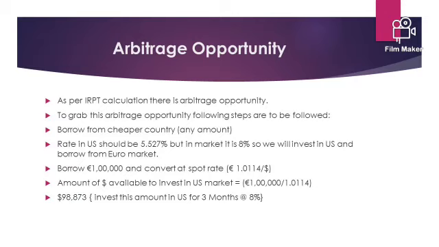So the following steps need to be done to grab the arbitrage opportunity. As per the IRPT calculation, there is an arbitrage opportunity, as we have seen, by comparing the actual rate and the theoretical rate. Now to grab this, we have to borrow from the cheaper country. That means our decision is we are going to invest in the US, right? So in the US we will invest, and because of which we have to borrow from the other country. That means euro. So we will borrow in euro.